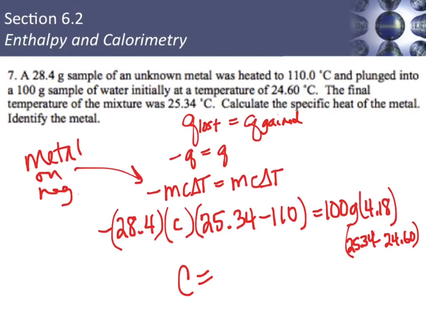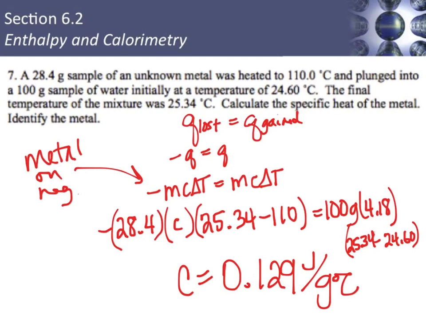Is it 1 or 0.1? 0.1? 0.129 joules per gram degree Celsius. And that is the C of the metal. How would we identify that? You would look for a list and see what specific heat capacity that is.